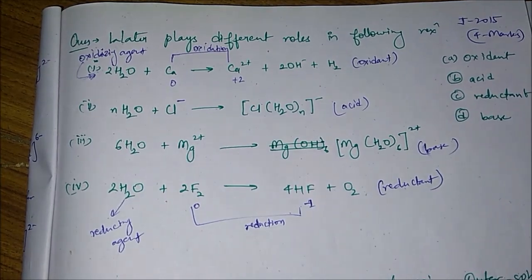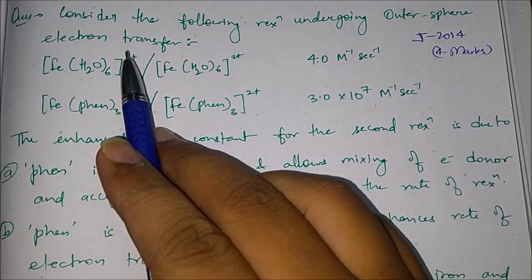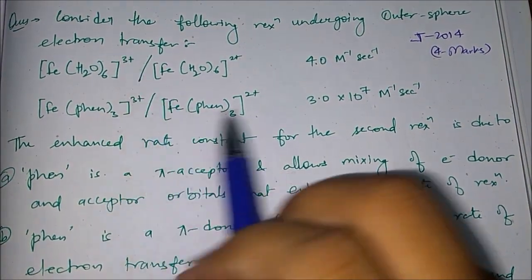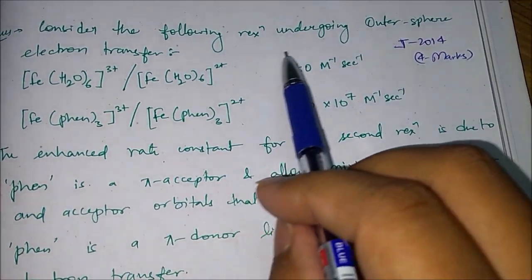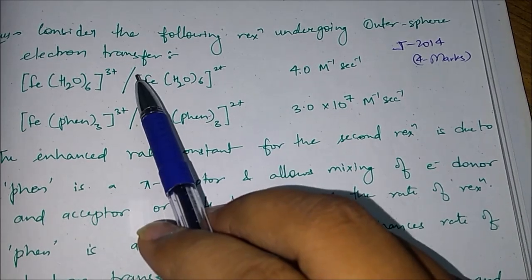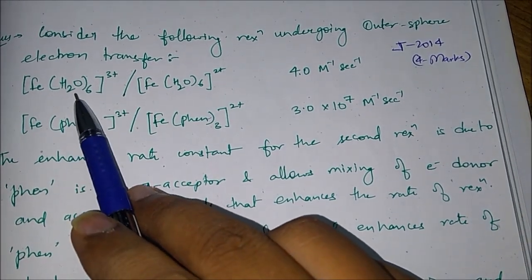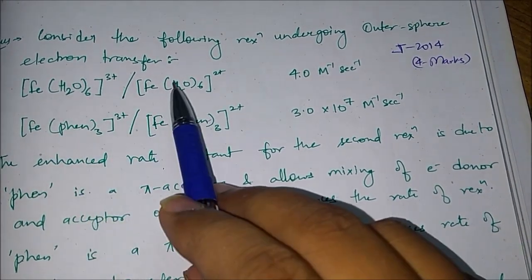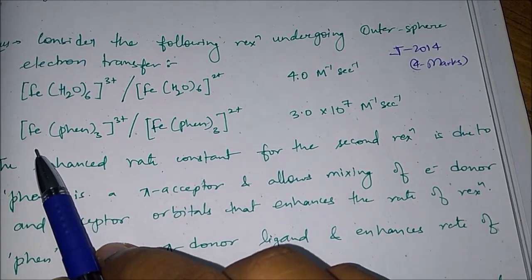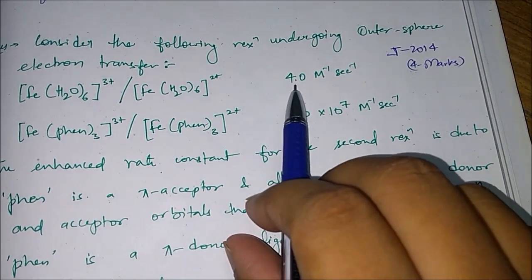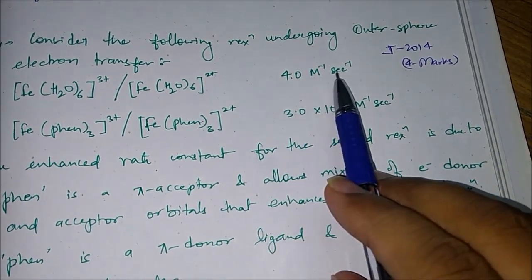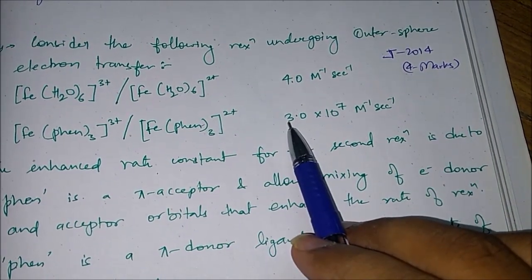Okay, so we'll take this last question. This question was asked in June 2014 for 4 marks. The question says: consider the following reaction undergoing outer sphere electron transfer mechanism. The first reaction is this, where iron is changing from +3 to +2. And in the other reaction also, iron is changing from +3 to +2. The rate of the first reaction is 4 per mole per second, and for the second reaction it is 3 into 10 to the power 7 per mole per second.